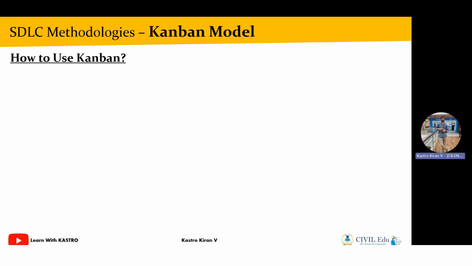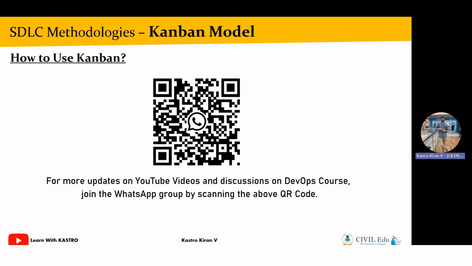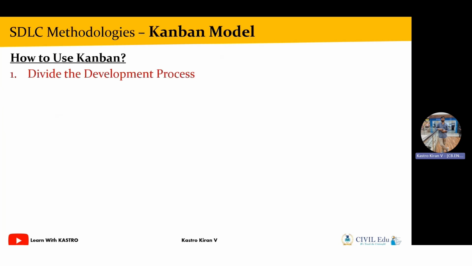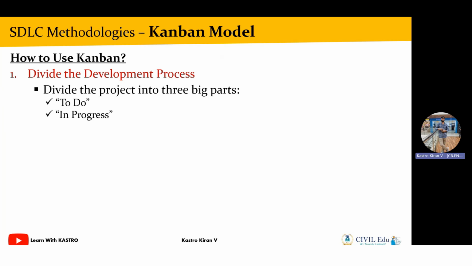Now, let's see how we can use the Kanban model. We can use the Kanban model in 5 different ways. The first one is, whatever the entire project is, we are going to divide it into multiple parts. As we discussed earlier, any project in the Kanban model will be divided into 3 categories. The first category is the to-do category. The second one is in progress, and the third one is done.